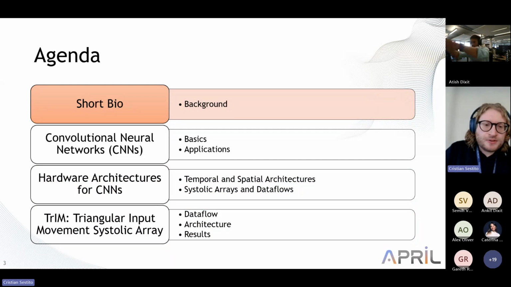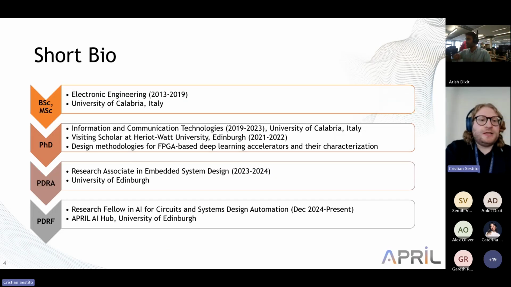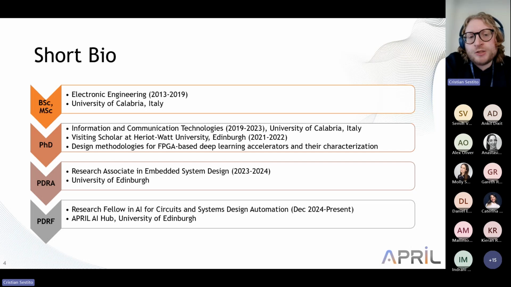So let's start from just a few bio notes. I have a background in electronic engineering. I did my bachelor and my master at the University of Calabria in the south of Italy between 2013 and 2019. And then in the same university, I did my PhD in information and communication technologies from 2019 to 2023. During my PhD, especially in the last year, I was also a visiting student here in Edinburgh at Heriot-Watt University. And overall, during the PhD, I worked on design methodologies for FPGA-based deep learning accelerators and their characterization.